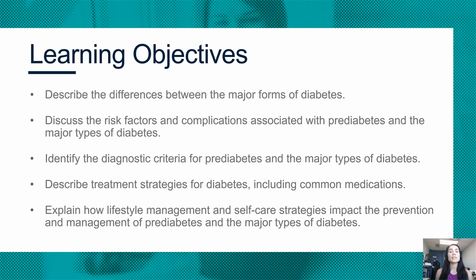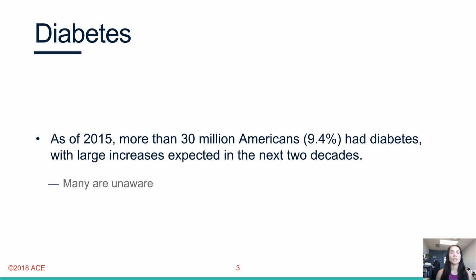of diabetes, discuss the risk factors and complications associated with prediabetes and major types of diabetes, identify the diagnostic criteria for prediabetes and the major types of diabetes, describe treatment strategies for diabetes, including common medications, and then lastly, explain how lifestyle management and self-care strategies impact the prevention and management of prediabetes and the major types of diabetes.